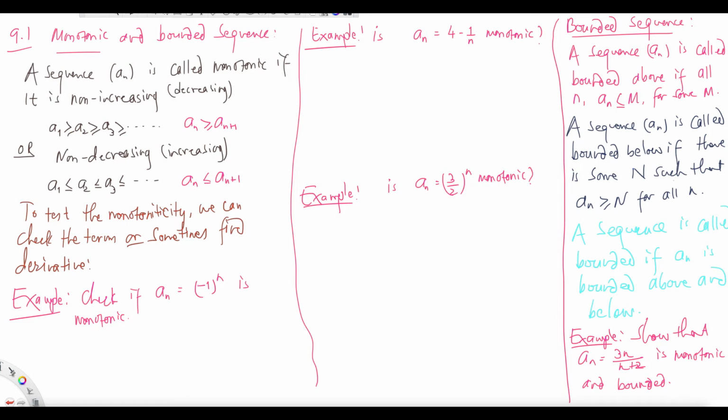Hi, in the last video we discussed sequences and the limit of a sequence. How do I find out the limit of a sequence, and whether the limit exists or does not exist? If the limit exists, we say that the sequence converges to that limit. If the limit does not exist, then we call the sequence divergent.